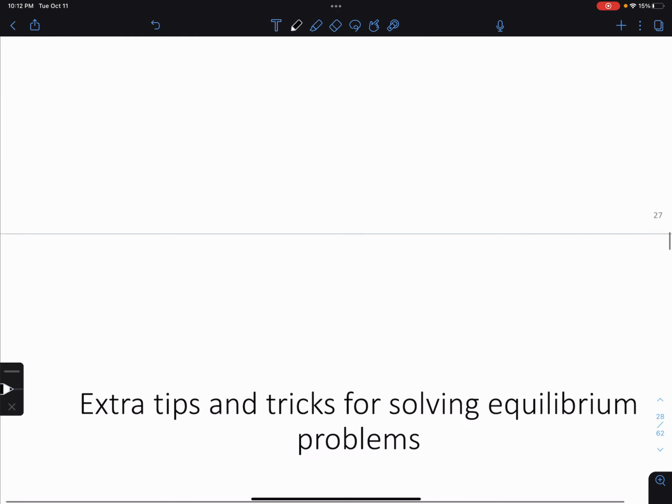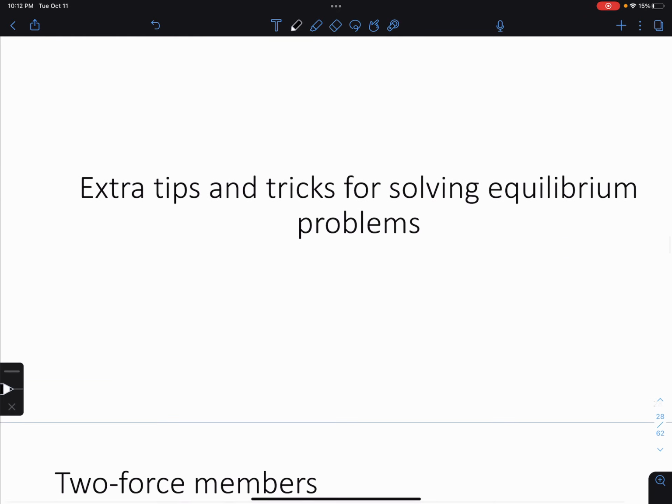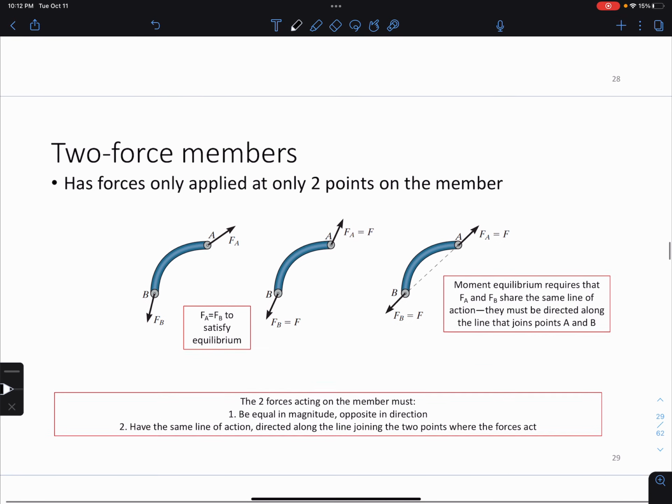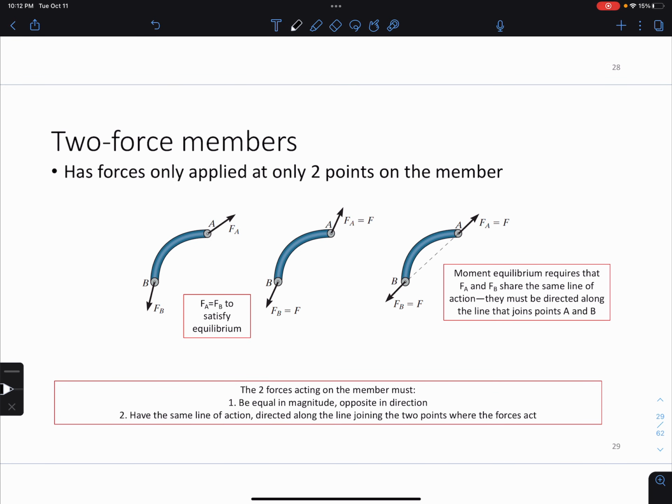Okay, let's move on. Let's go over some extra tips and tricks for solving problems. One extra tip that we can talk about is something called a two-force member. A two-force member is a member that has forces only applied at 2 points on the member, exactly how it sounds. Okay, so here are some examples.